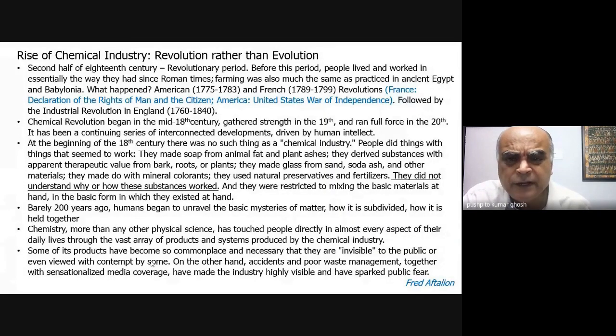So why did it happen? Why did such a dramatic transformation take place? It is all because of revolutions; the rise of the chemical industry was linked to certain revolutions. Of course, people lived. If you look at the way people did farming, people survived. It was going on. But what happened? The two triggers. One was the American Revolution, the War of Independence, and the French Revolution, where they declared the rights of man and citizen.